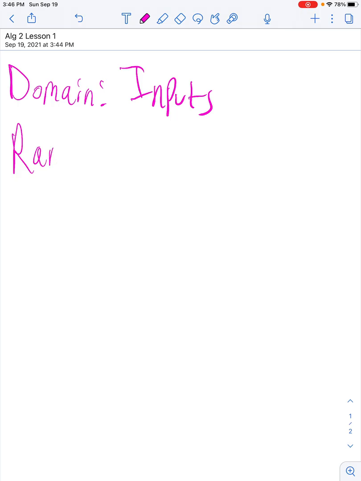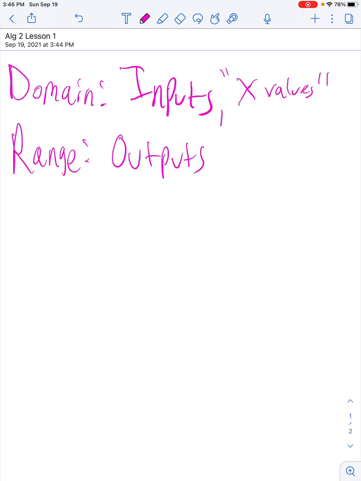So again, we're going to be talking all about functions and how they relate, as well as their domain and range. So again, domain, we can think about as the inputs, and the range we can think about as the outputs. So I'm going to talk about that a lot when we talk about functions, inputs and outputs. Again, domain is like your X values, and then your output, your range, is like your Y values.